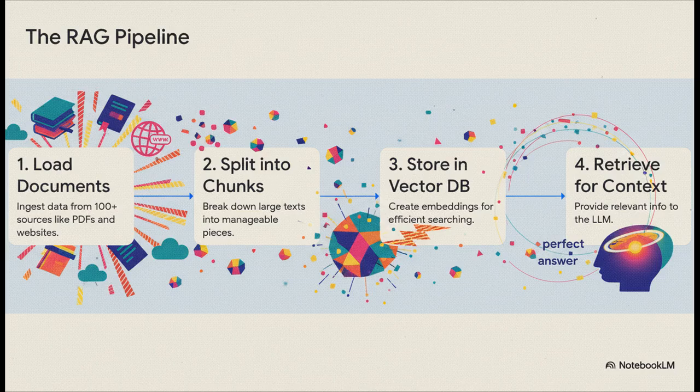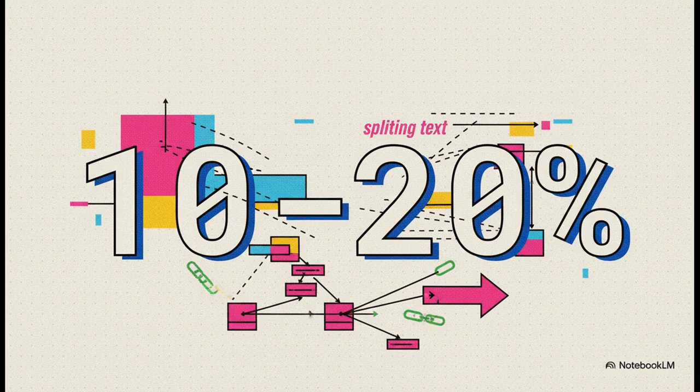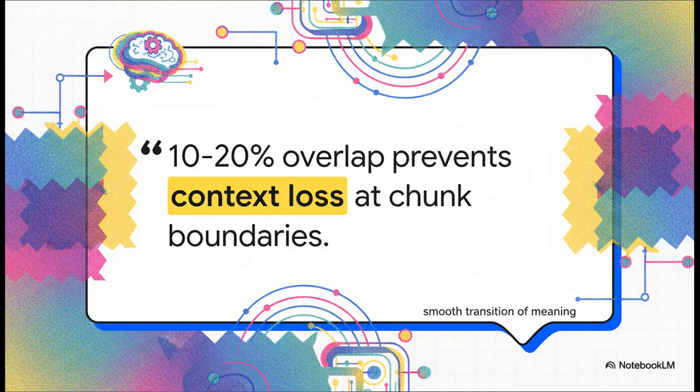AI as context. Now, speaking of chopping up your text, I've got a number for you. 10 to 20%. Any guesses what that is? It's one of those tiny little details that can have a massive impact on how well your RAG system actually works. And there you have it. That's the secret sauce, chunk overlap.